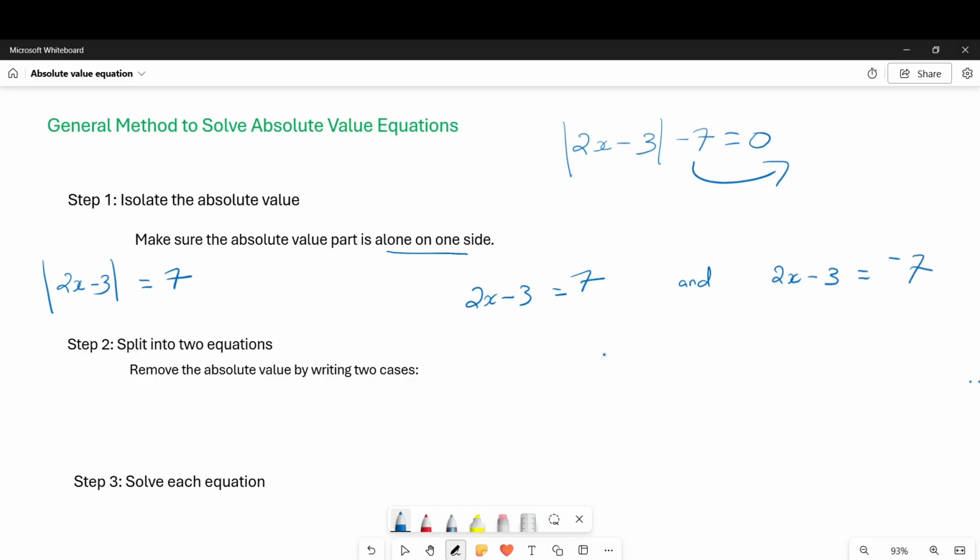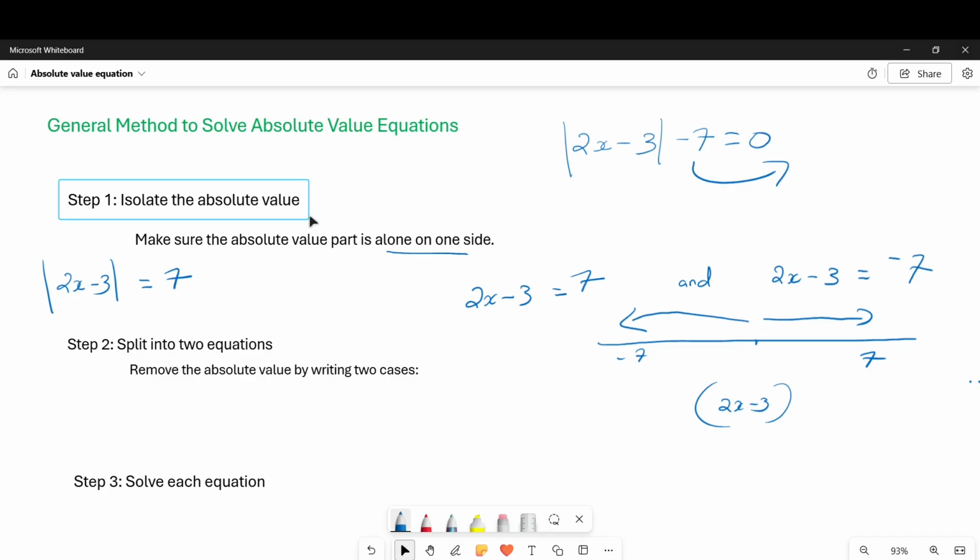Why does this happen? When we look at the number line, 2x minus 3 might be at a distance from negative 7 or from positive 7. We need to take both cases because the expression inside the absolute value is completely unknown, since we don't know the value of x, which may be negative or positive. That's why we take both cases. After finding the value of x, we substitute back into the original equation to find which is the correct one.